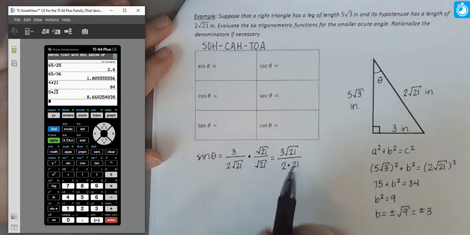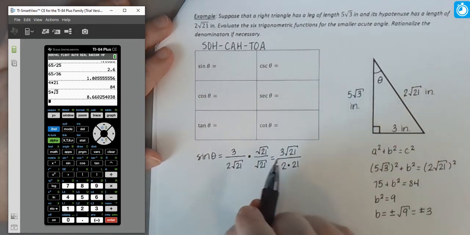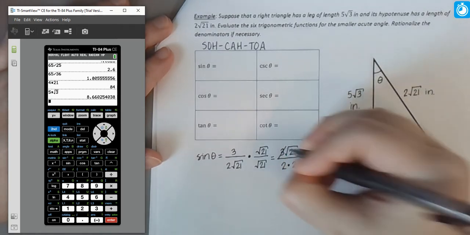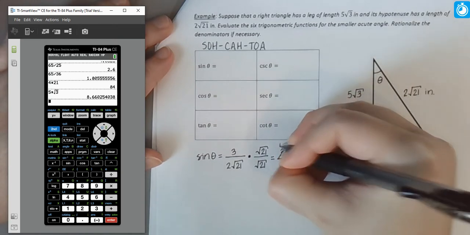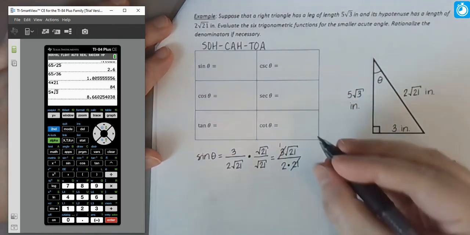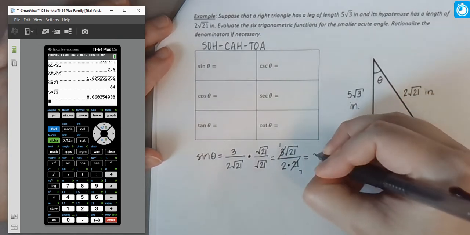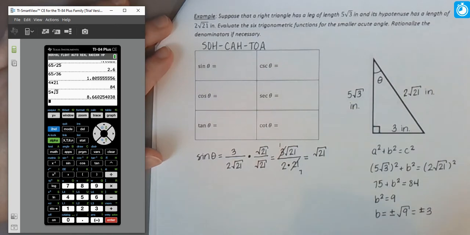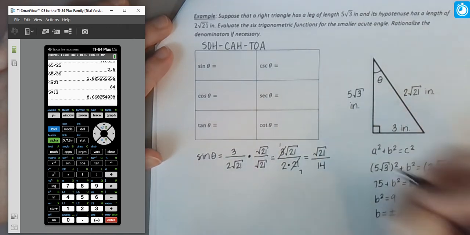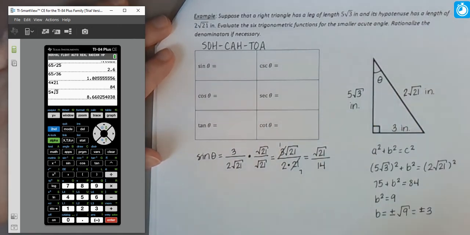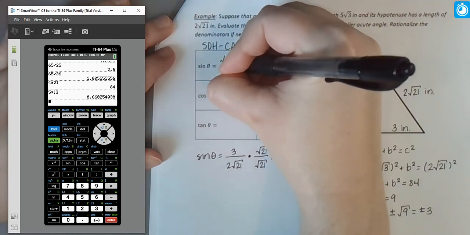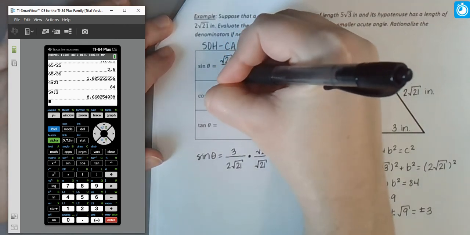Now this can still be simplified because look at these two rational parts. We have a 3 in the numerator, a 21 in the denominator, and they have a common factor. 3 divides into both of those. So 3 divides into 3 1 time, and 3 divides into 21 7 times. And that's going to give us our simplified value. So in the numerator, now we just have root 21, and in the denominator we have 2 times 7, which is going to give us 14. So that is going to be the rationalized value of our sine: root 21 divided by 14.